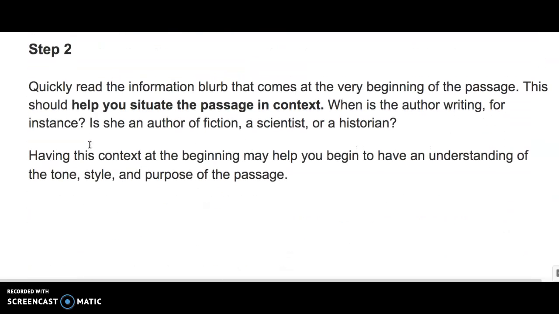Step 2. You need to read the little blurb at the beginning of the passages. Sometimes those little blurbs are actual answers to questions. Or sometimes those blurbs completely change the way you read the passage. It can help you decide if it's an informational passage, a narrative, an argument, a newspaper article. It really helps you have an understanding of the tone, style, and purpose of the passage.